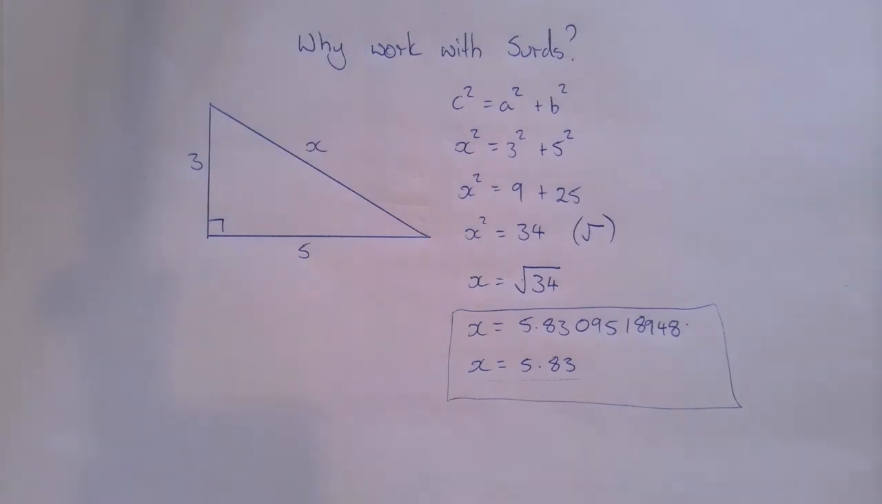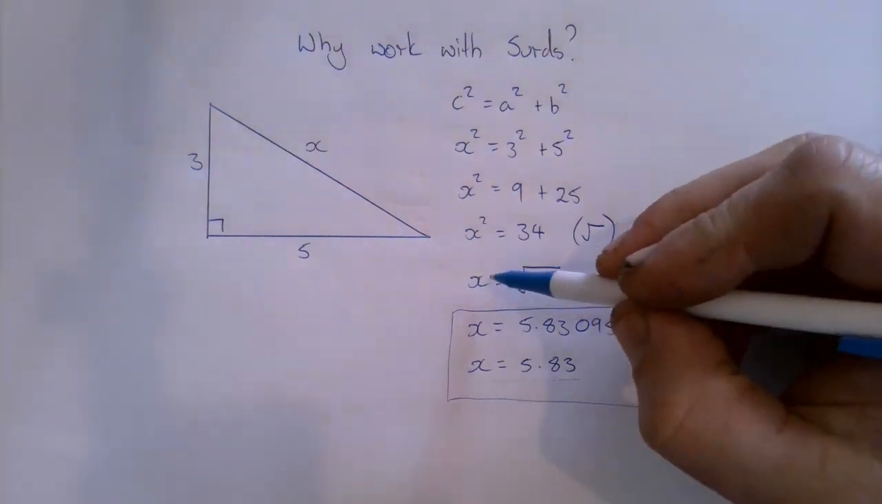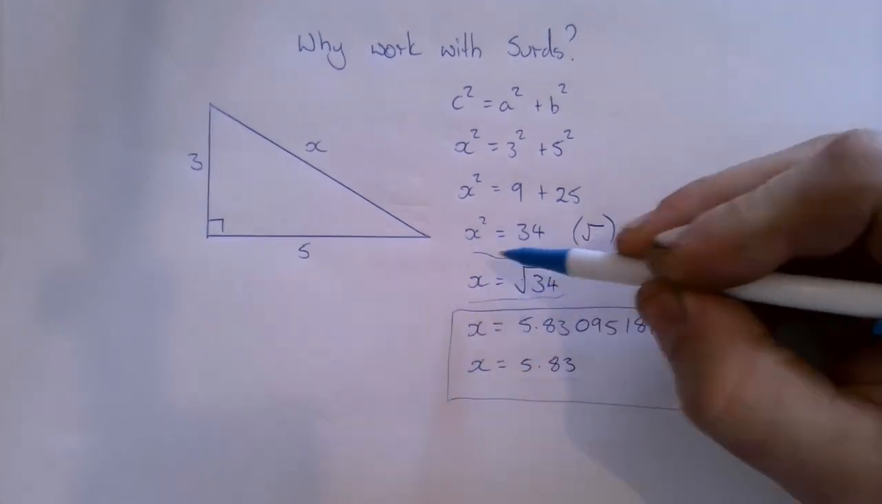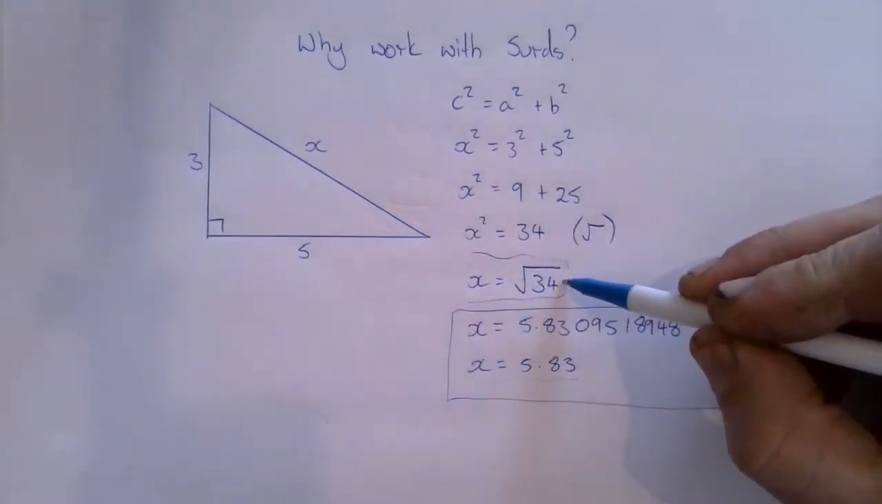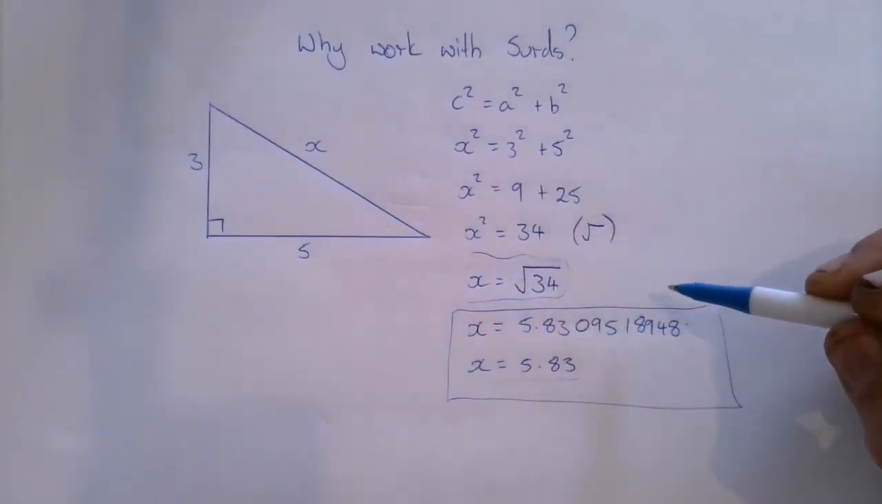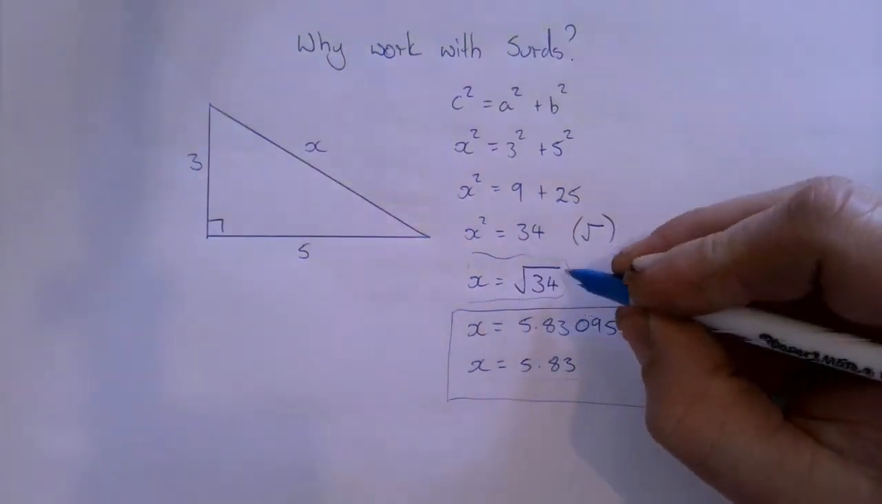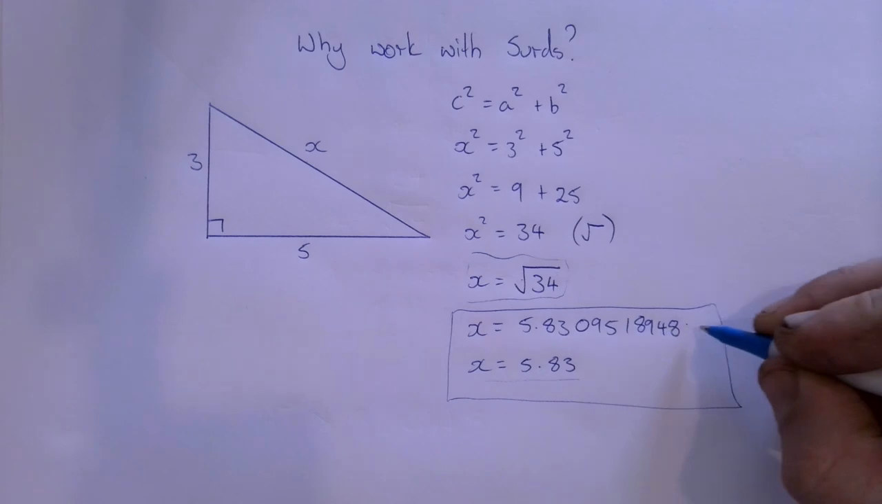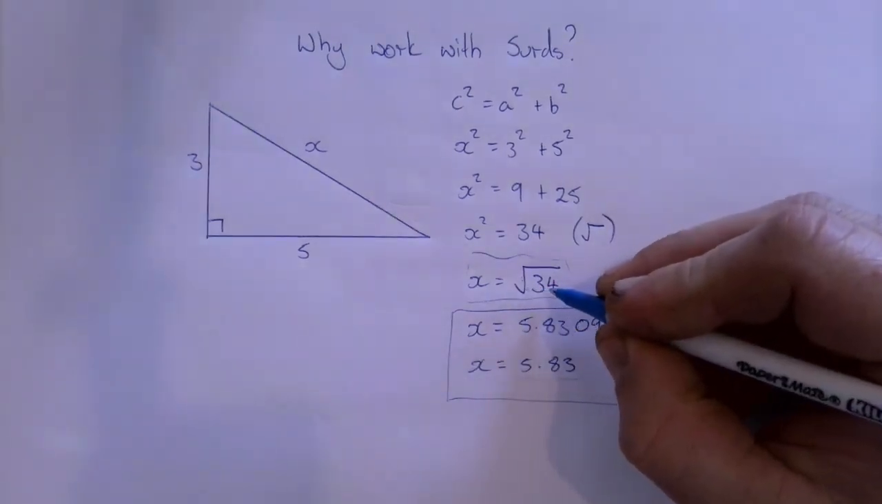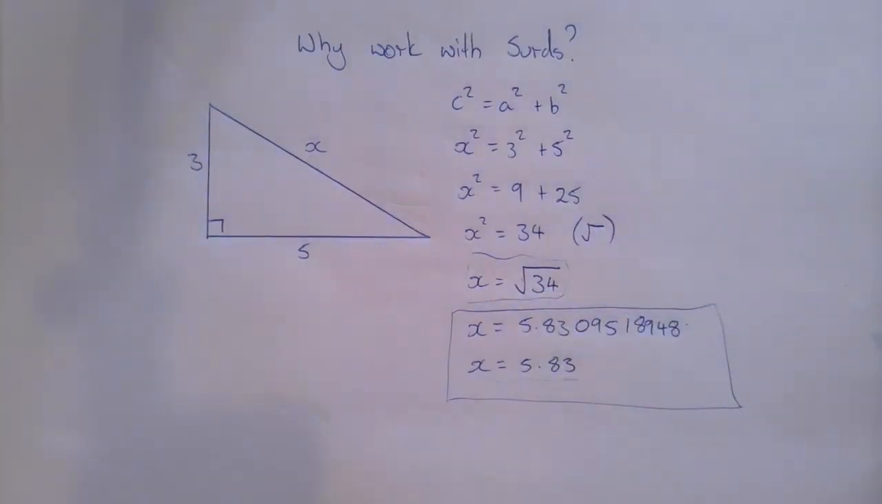So what we would do to avoid this is we would continue by using the square root of 34 and leave it in this format as we went through further problems. That way, this answer is absolute. It is 100% accurate and we won't lose any degrees of accuracy during that.